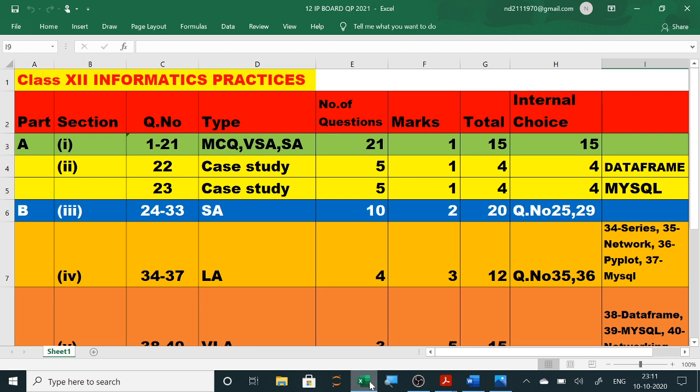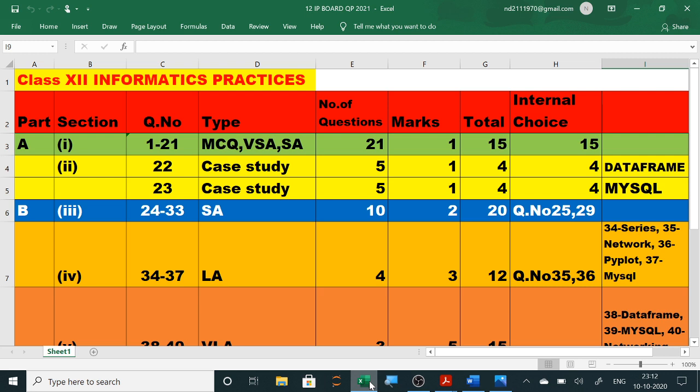And in that, the question numbers you can see: in section 1 you have 1 to 21, total 21 questions in section 1 of part A, which consists of MCQ, very short answer, one word answer or one line answer. Out of 21 questions, you have to solve only 15 questions, that is internal choice, of 1 mark each. So the total marks will be 15.